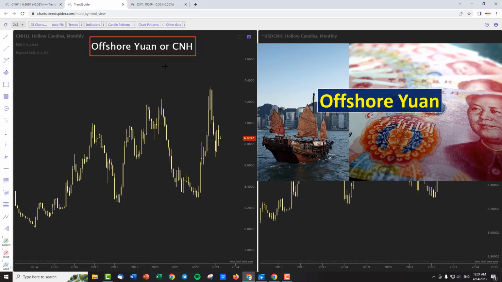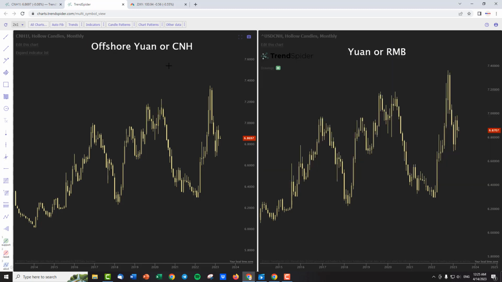It is traded in offshore financial centers such as Hong Kong, Singapore, and London. And the offshore yuan is not subject to the same restriction and regulation as onshore yuan. The main difference, I would say, between both is that the onshore yuan is subject to capital control imposed by the Chinese government, while the offshore yuan is not subject to these same regulations.